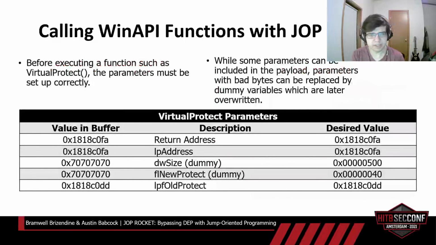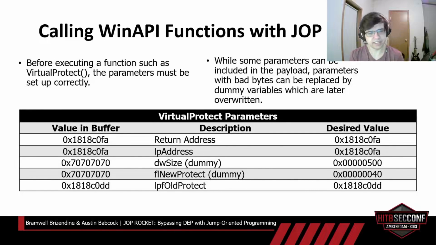With our WinAPI function calls, we have an example of the parameters that we would supply here for VirtualProtect. And when we have values for parameters that we know at the time of writing our exploit, things that can be hard-coded, we can just supply these into the payload themselves.